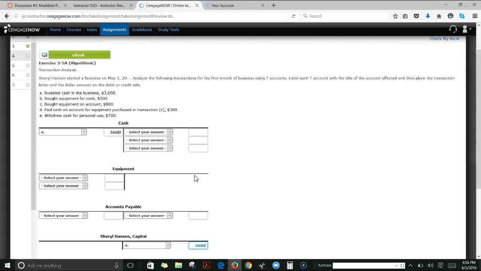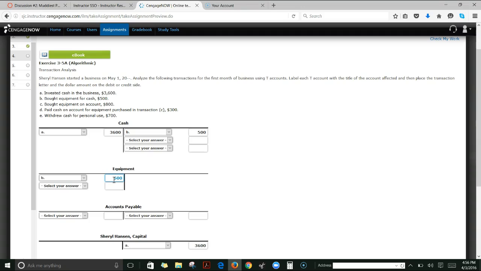We bought equipment for cash. So in transaction B, we know that that is going to decrease our cash, so we go to B, and it is $500 that we paid for equipment, but we have more equipment, so we're going to add to the asset equipment.